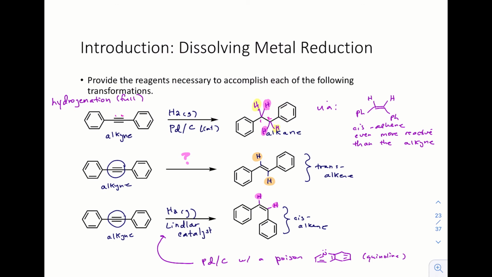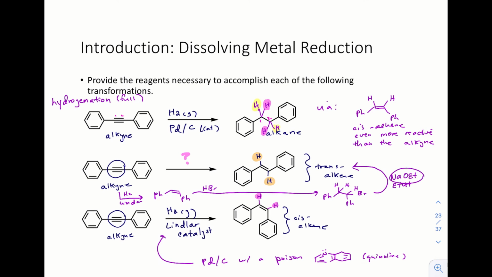I've asked this question before, and clever students have given me very good answers. Students have suggested before hydrogenation with Lindlar's catalyst to generate the cis-alkene. Then from the cis-alkene, let's just move all the way to the side. From the cis-alkene, add HBr or HX. Okay, so now we have this species.